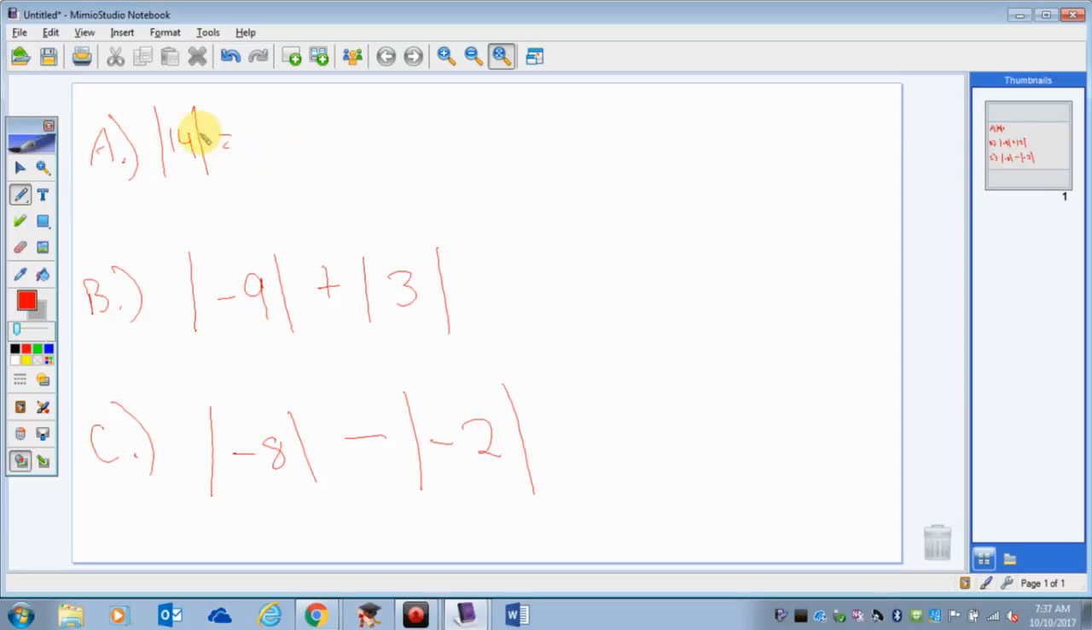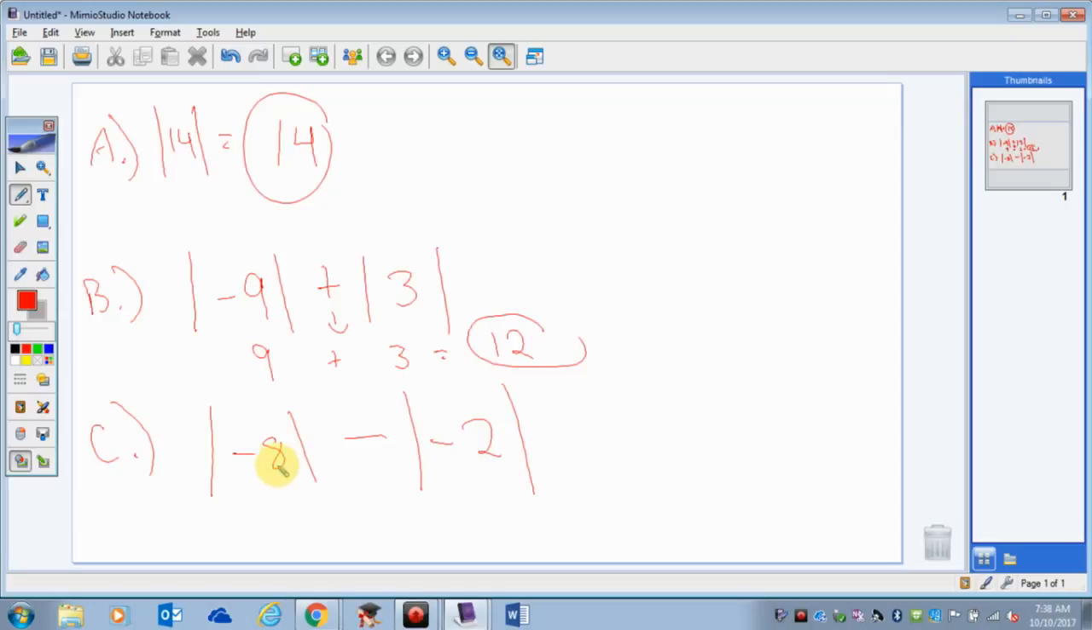Alright, so the absolute value of 14, we know that the absolute value means how far it is away from 0 on the number line. Well, the absolute value of 14 is going to be 14. So that's your answer there for A. On B, the absolute value of -9 is 9. I bring down my addition symbol. Absolute value of 3 is 3. 9 plus 3 is 12.